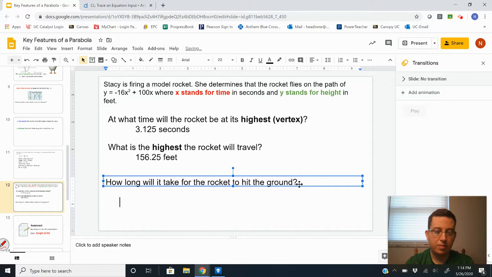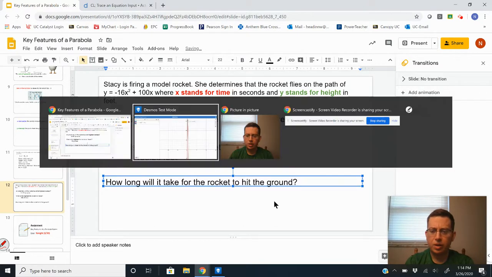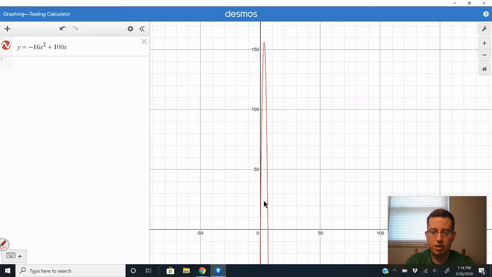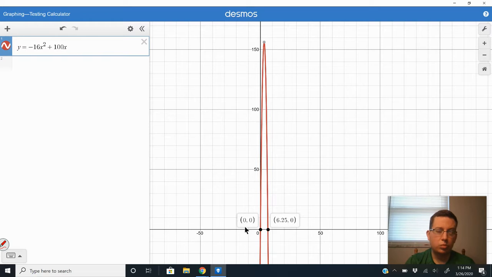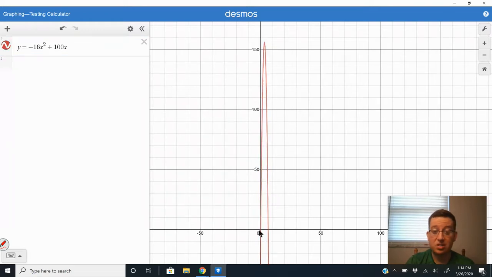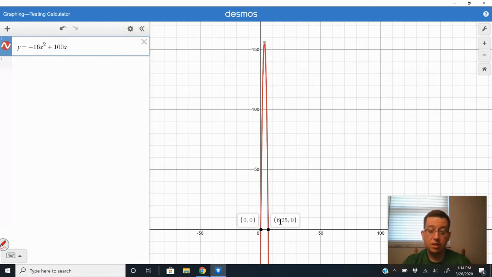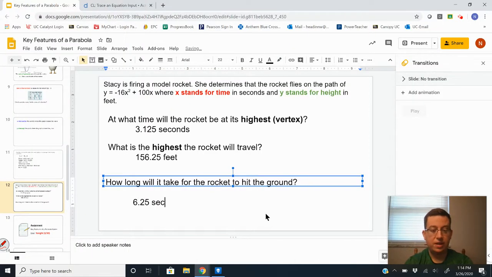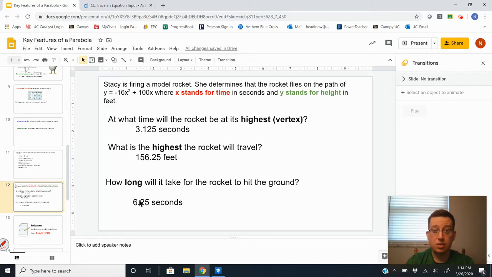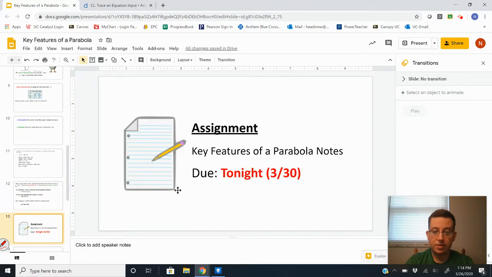Now, how long will it take for the rocket to hit the ground? It's a good question. So if we're looking at this rocket, we can see that it's on the ground in two places, here and here. Now, why would it be (0, 0)? Well, when we're launching the rocket, it has to start on the ground. So that's what this point represents. So if I'm looking for when it will land on the ground, the answer here is 6.25 seconds. It's not the point because I'm looking for how long it will take, not the point itself. So it'll take 6.25 seconds because we know x stands for time. So that kind of summarizes everything we're going to do.